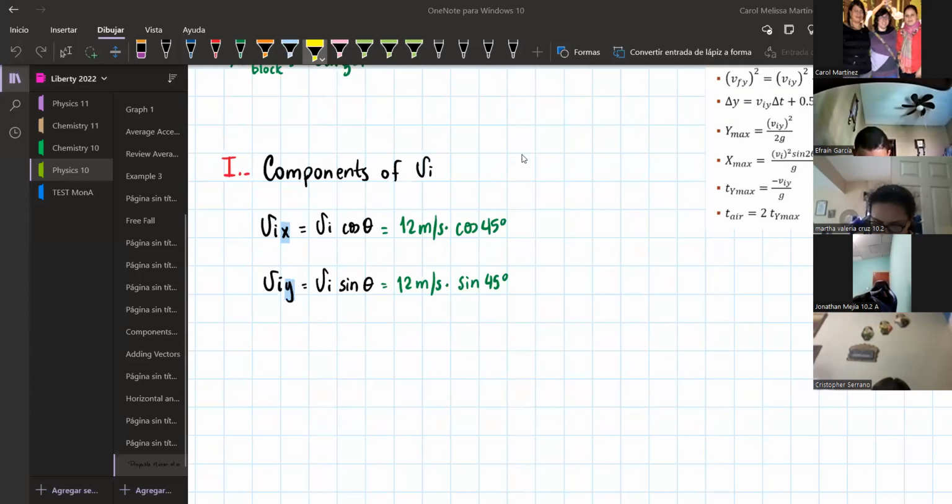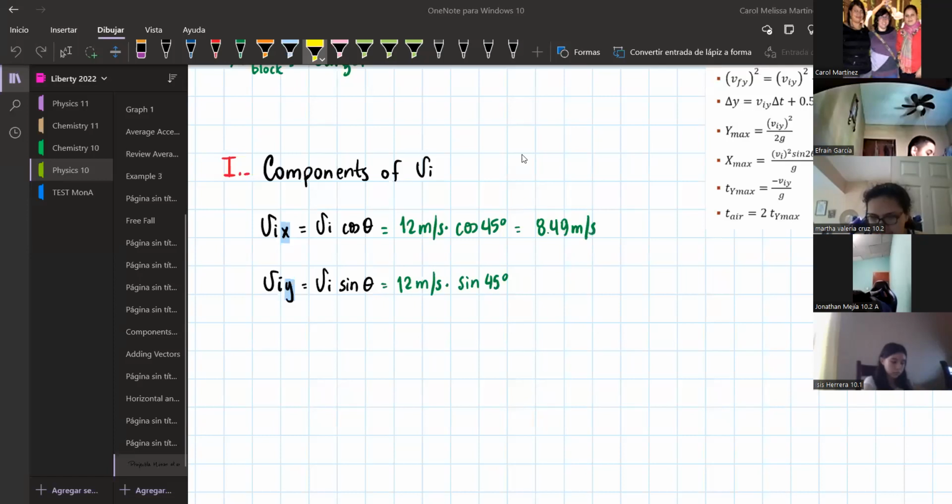So how much did you get? 8.49. 8.49 meters per second. Both, okay? Both are the same because the angle is 45, which is half of 90. So the two components are going to be equal this time. If the angle changes, the two components are going to change.